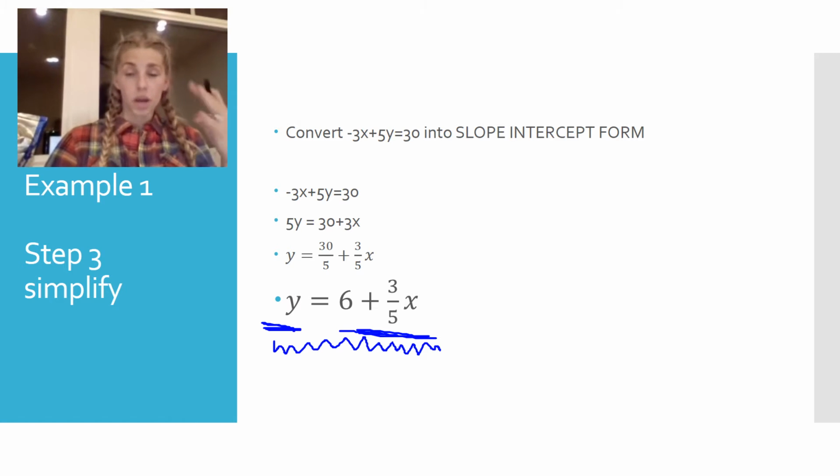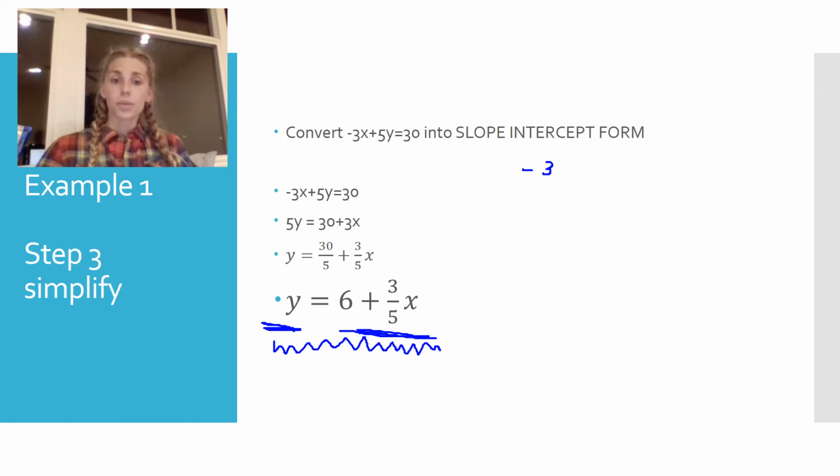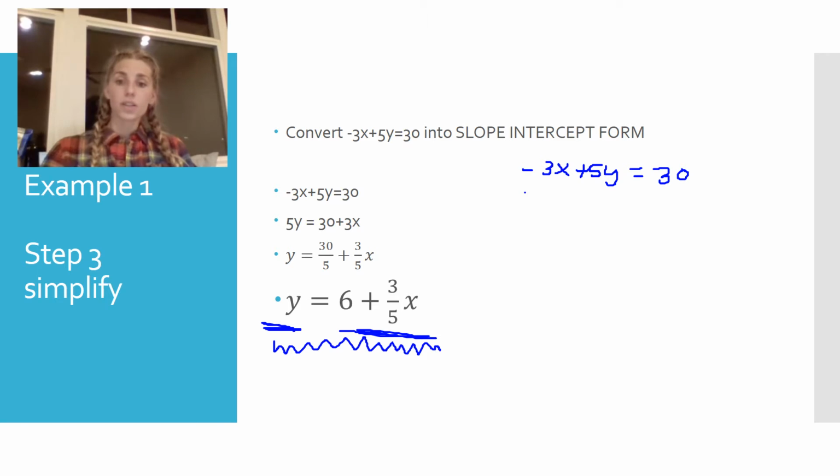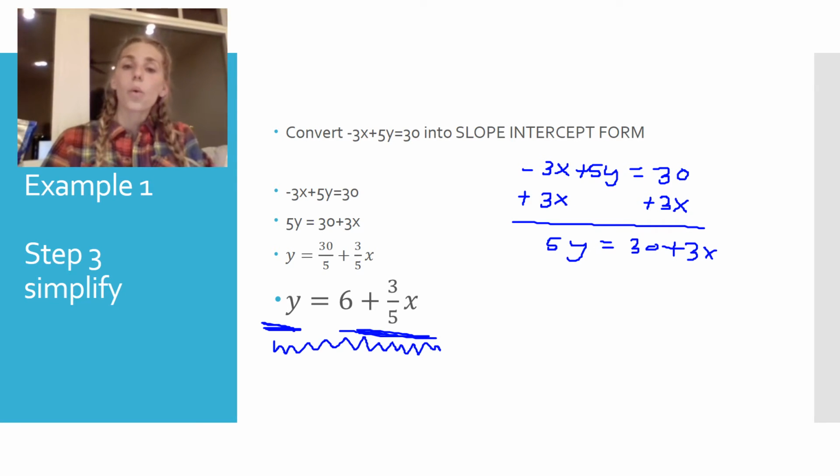If you want, I will show you one more time. We had a negative 3x plus 5y equals 30. We want to move the x's to the other side. So we will add 3x to both sides. That leaves us with 5y equals 30 plus 3x. And we now want to isolate the y.